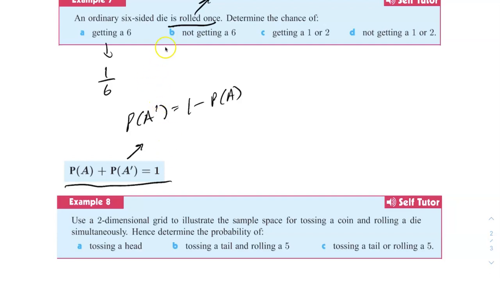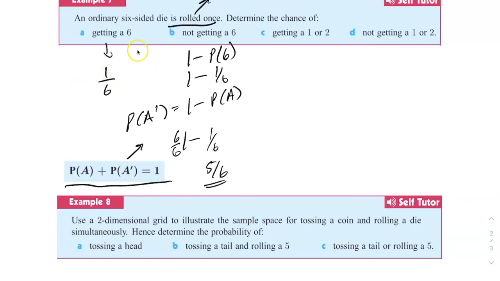So if I want to find not getting a 6, that's just the same thing as saying 1 minus the probability of getting a 6, which we figured out was 1 over 6. So it's just 1 minus 1 over 6, which would get me 6 over 6 minus 1 over 6, or 5 over 6.